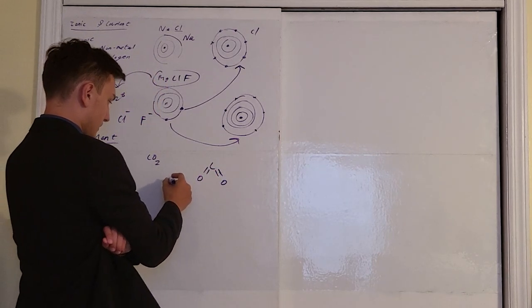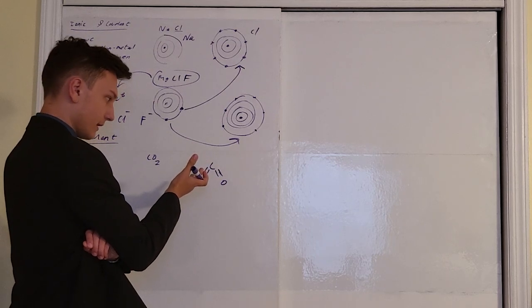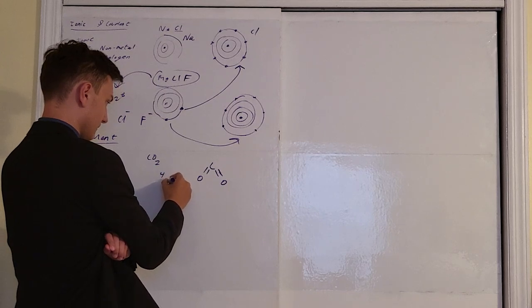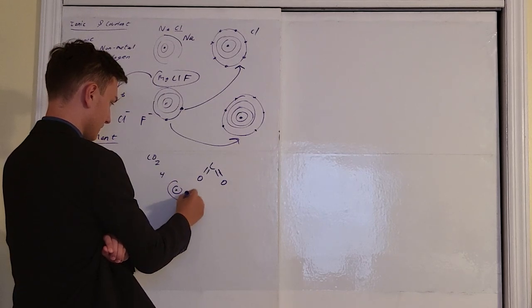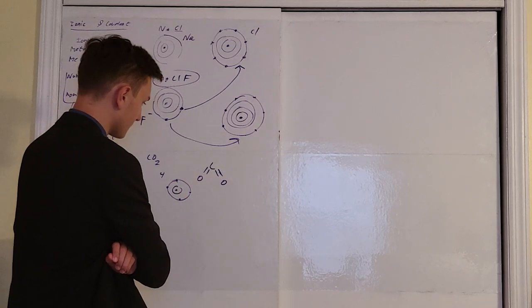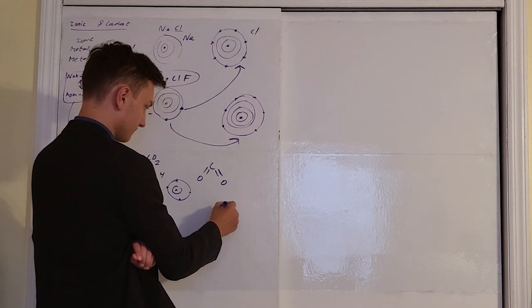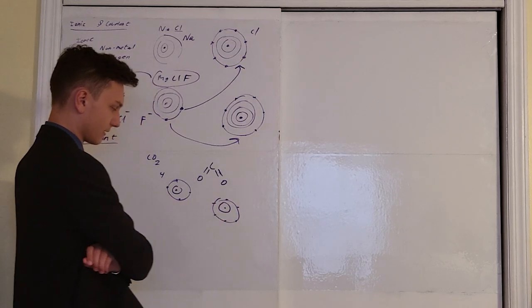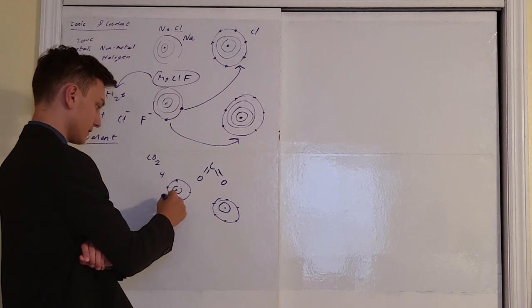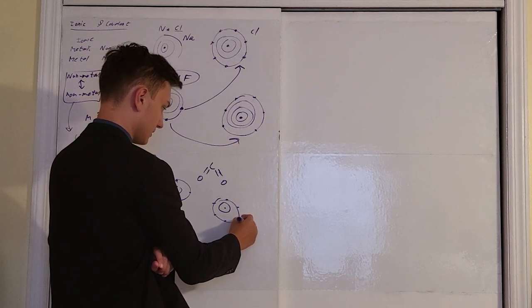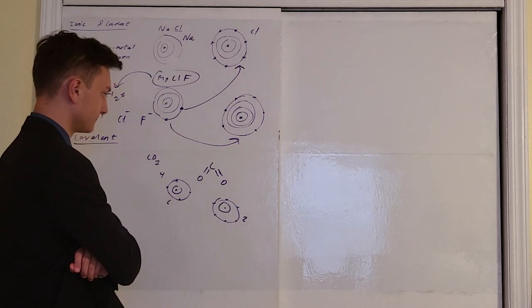Okay. So carbon, if you look on your periodic table, has four valence electrons. 1, 2, 3, 4. Okay? Oxygen has 6 valence electrons. 3, 4, 5, 6. Okay? So carbon needs 4 electrons to complete its octet, and oxygen needs 2 electrons to complete its octet.